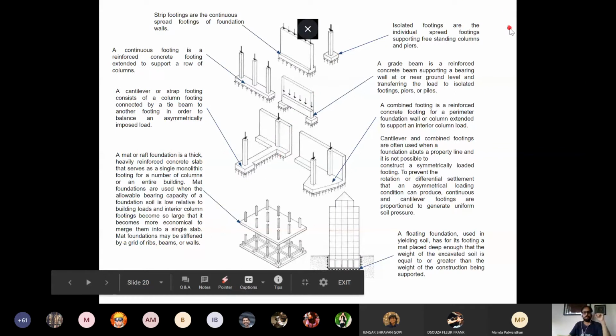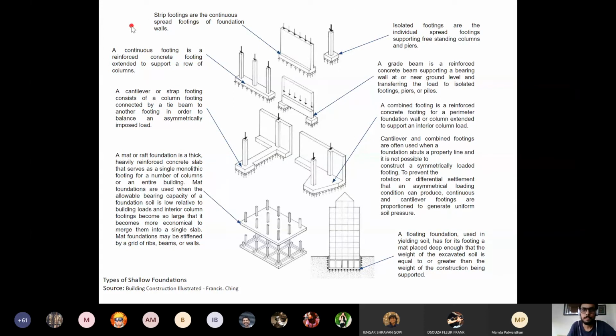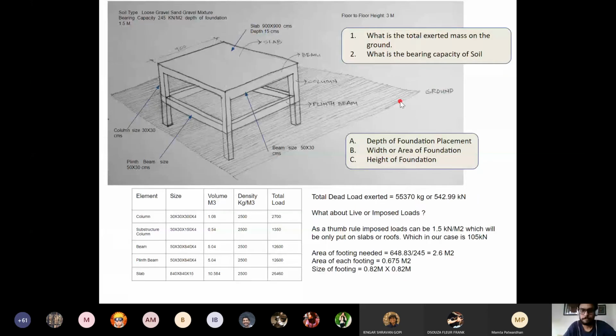So let's see some of the shallow foundations. Okay, for some reason, just only give control to people you trust. Okay, what does that mean? I don't know. Sorry.